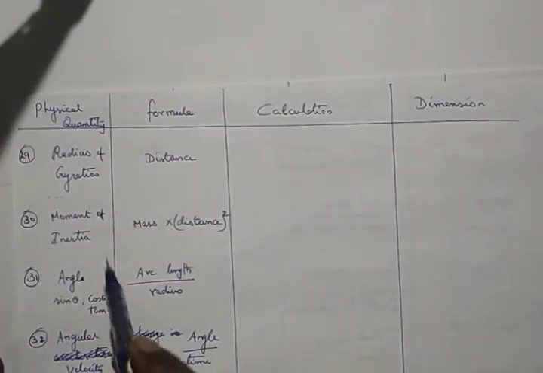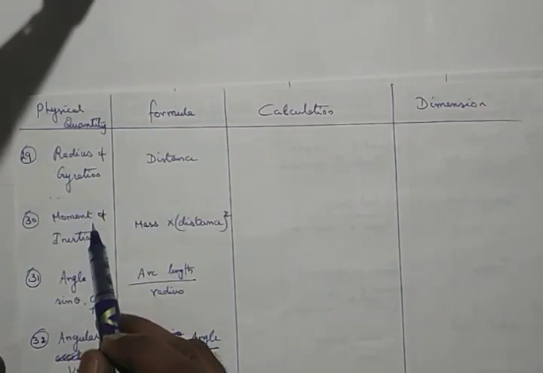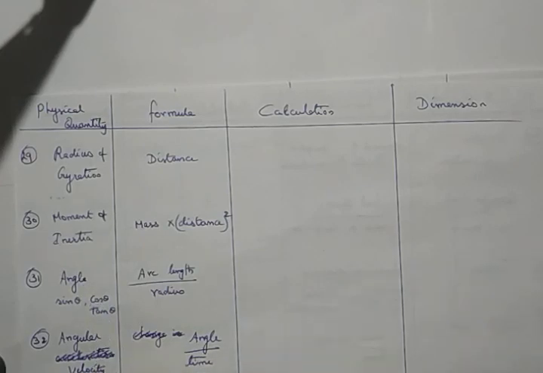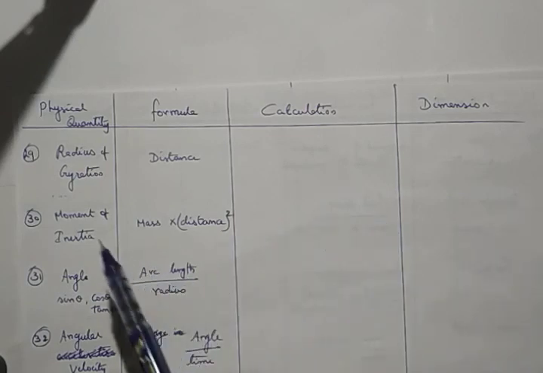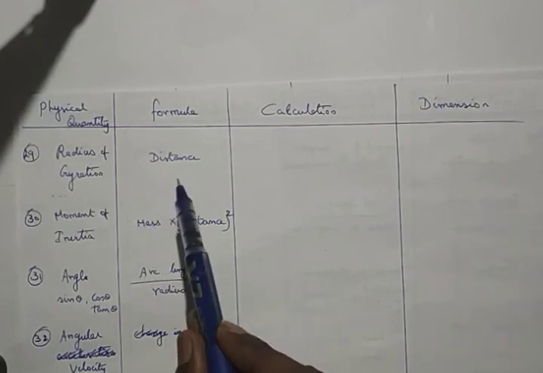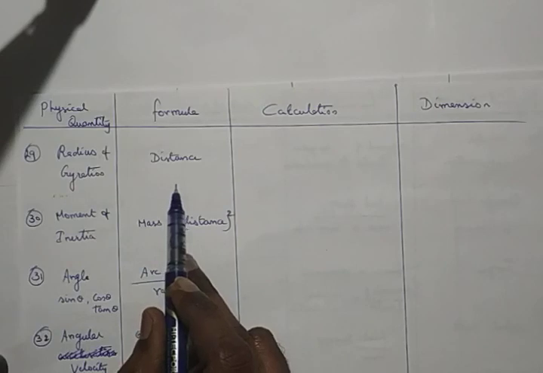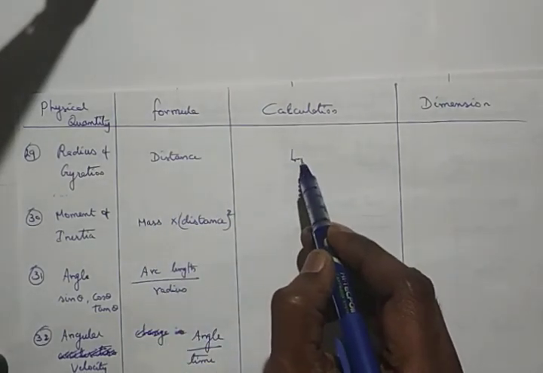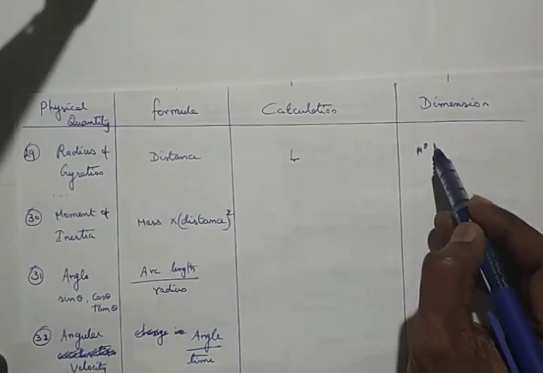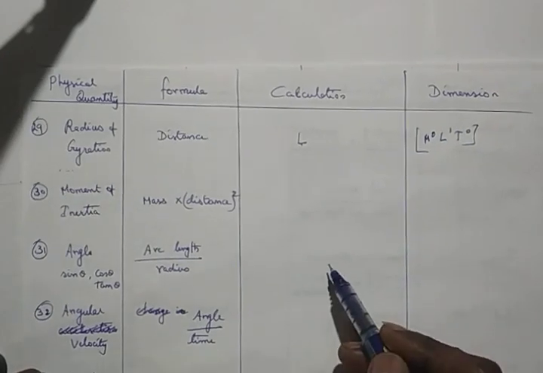The next formula is radius of gyration. This is all related to rotational motion. There is a chapter called rotational motion that will be coming, when a body rotates about a fixed axis. So this term comes there. The formula is quite simple. It is just the distance from the center of mass to the axis of rotation. Dimensionally, it is just L, so M0 L1 T0. That is the dimensional formula for this.